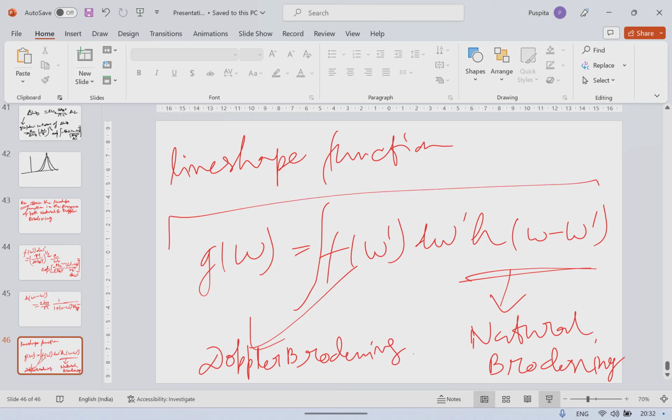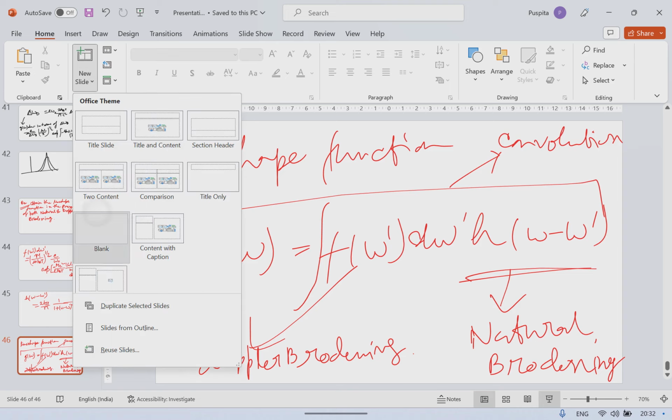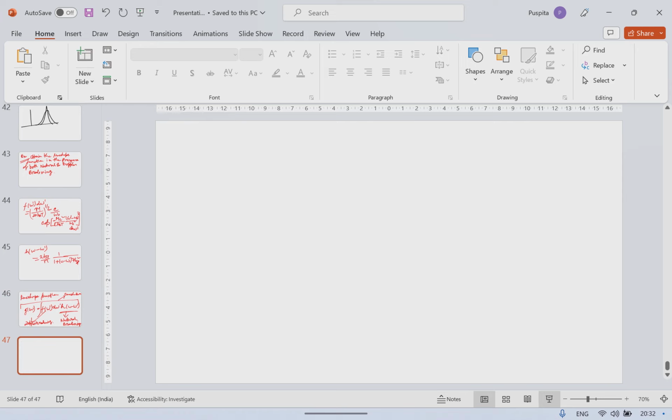So this expression is only a convolution. Don't worry about what convolution is. I'm just mentioning that we can obtain it by the convolution method, which is also out of the scope of this level of course.